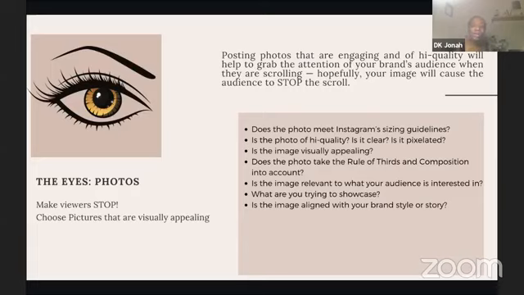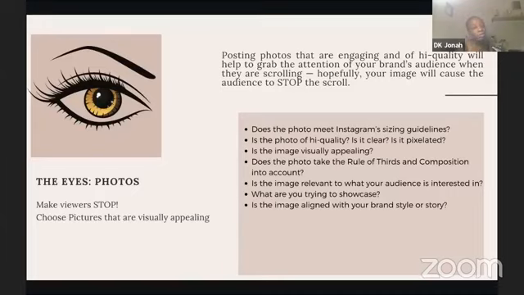If you're a car company, your audience are interested in cars. If you are a beauty business, your audience are interested in fashion, beauty, and whatever has to do with your brand. So you have to ensure that you are doing what is relevant for your own audience. Then, paying attention to what you're trying to showcase.